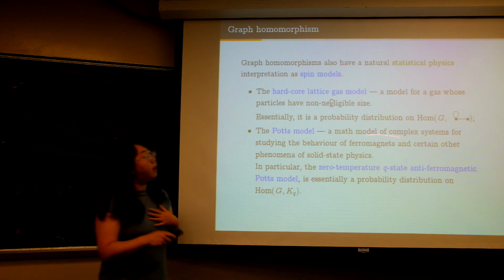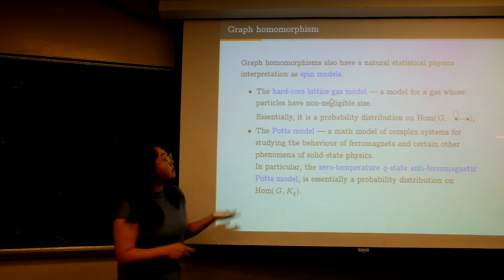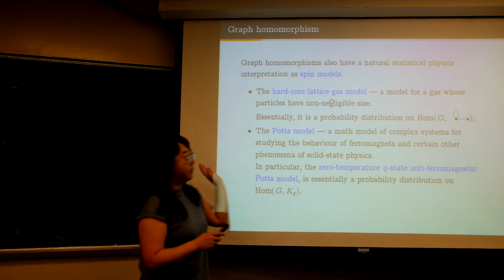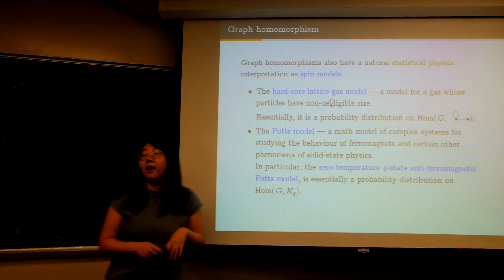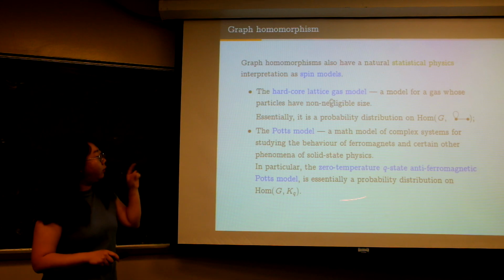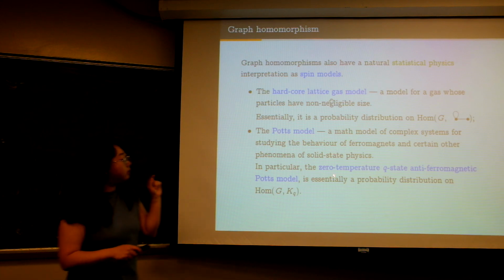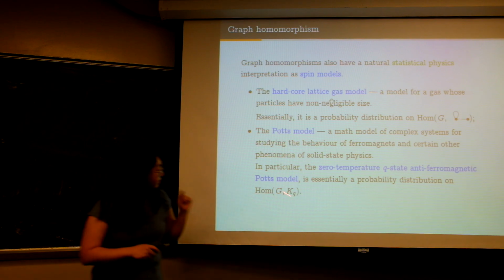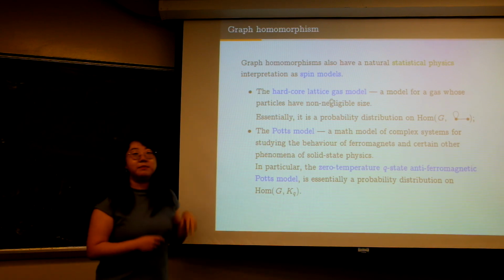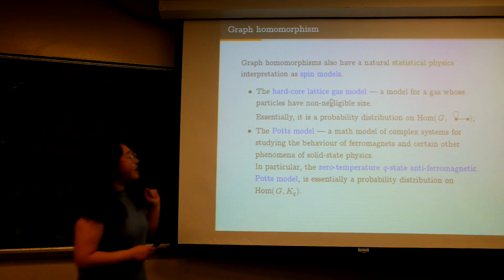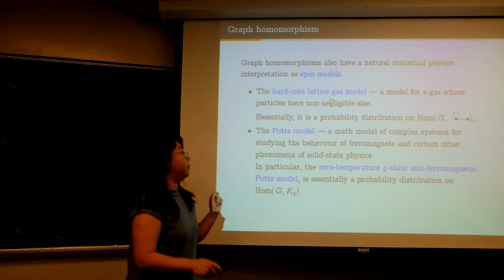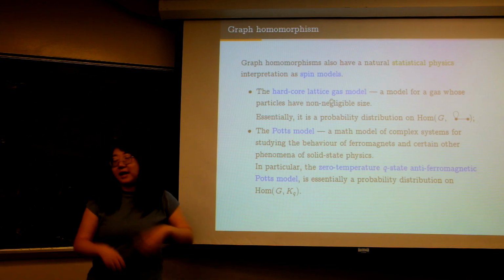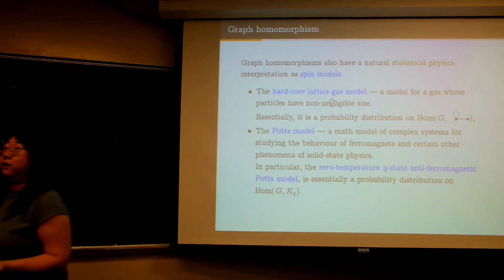That's another math model for complex systems, which they use to study the behavior of some ferromagnets and some other stuff. In particular, one special type, called the zero temperature Q-state antiferromagnetic Potts model, is essentially a probability distribution on the homomorphisms from G to K_Q. That is, the set of proper Q-colorings.